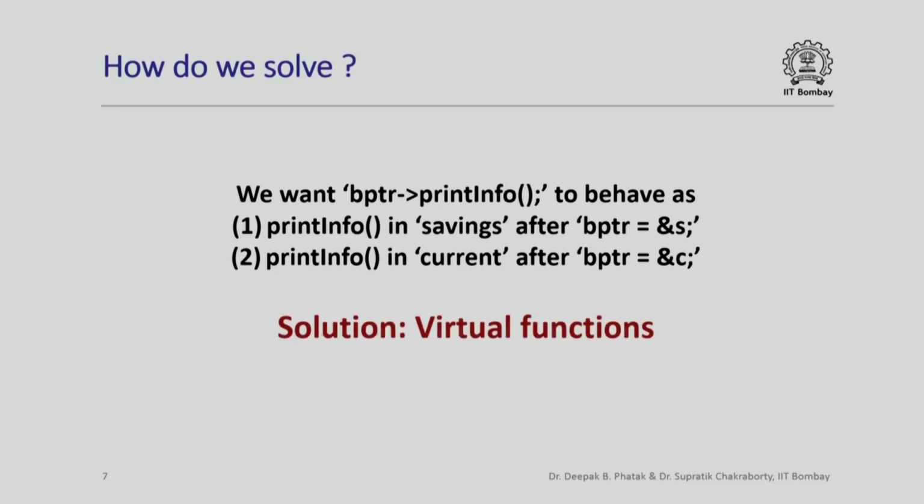So how do we do this in C++ programming? C++ actually provides a very elegant way to do this, and this is called virtual functions, and we are going to study a lot about this in the next few slides. And virtual functions essentially implement polymorphism in function calls. As you can see here, I want the same function call to behave either like printinfo of the savings class or like printinfo of the current class, depending on the actual context when I am running, whether BPTR was assigned the address of S or whether it was assigned the address of C.